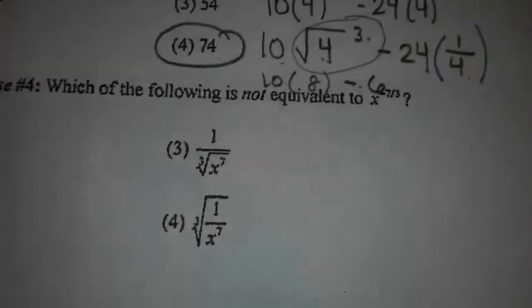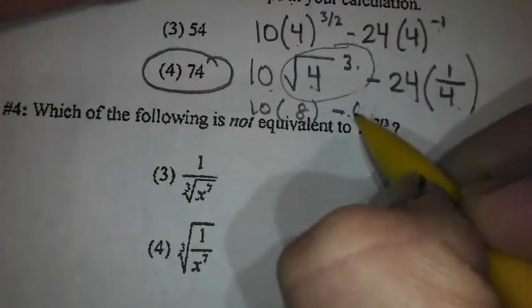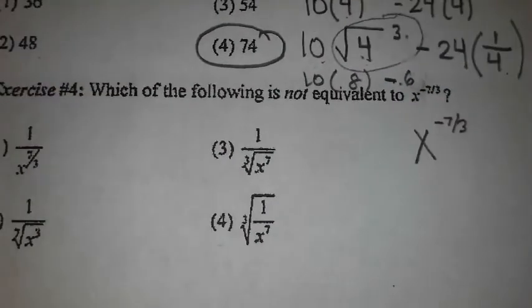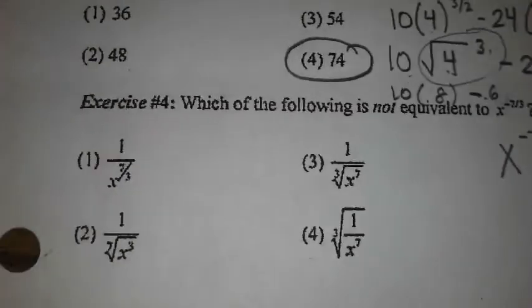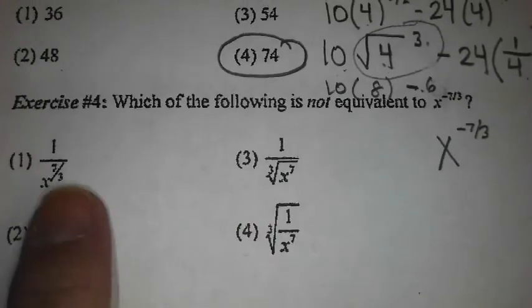Exercise 4 is interesting. Which of the following is not equivalent to x to the -7/3? I'm going to write that a little more clearly. So 3 of these are equivalent expressions, and only one of them is not. Raise your hand if you think you can tell me one that definitely is the same. One, because a negative exponent means bring it to the denominator. So 1 is definitely the same.